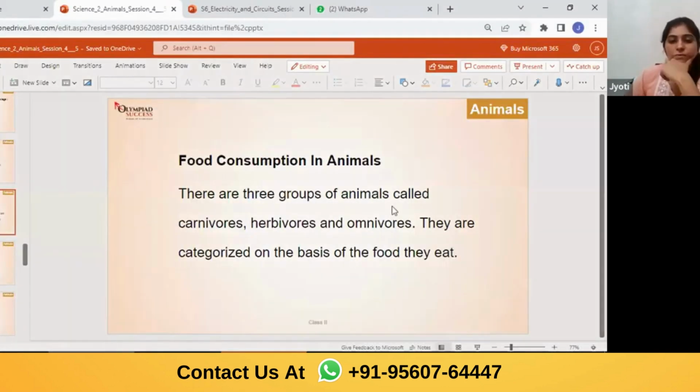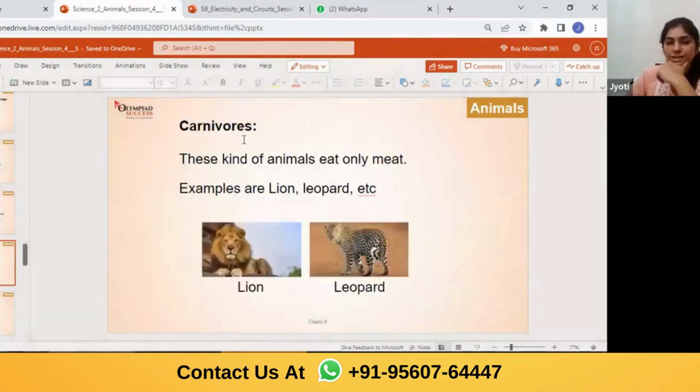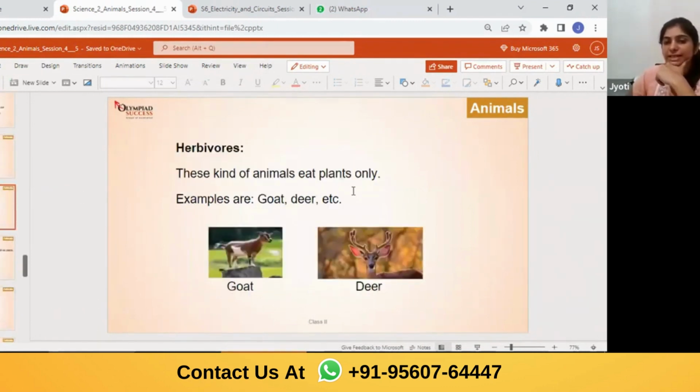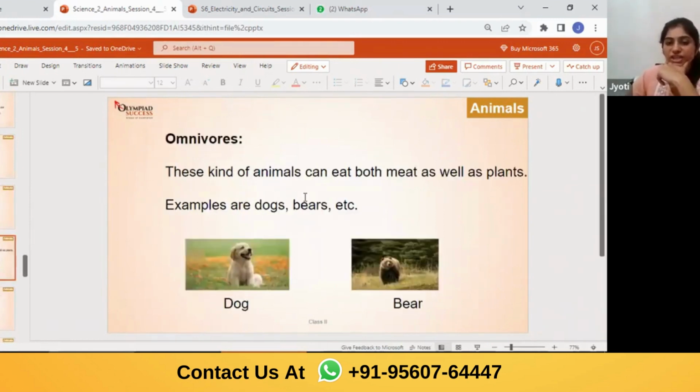Okay, so there are 3 groups of animals called carnivores, herbivores, omnivores. They are categorized on the basis of the food they eat. First of all is carnivores. You can easily see these kinds of animals eat only meat, which I explained to you just now. Herbivores, these animals eat plants only. Omnivores, which eat both meat as well as the plants.